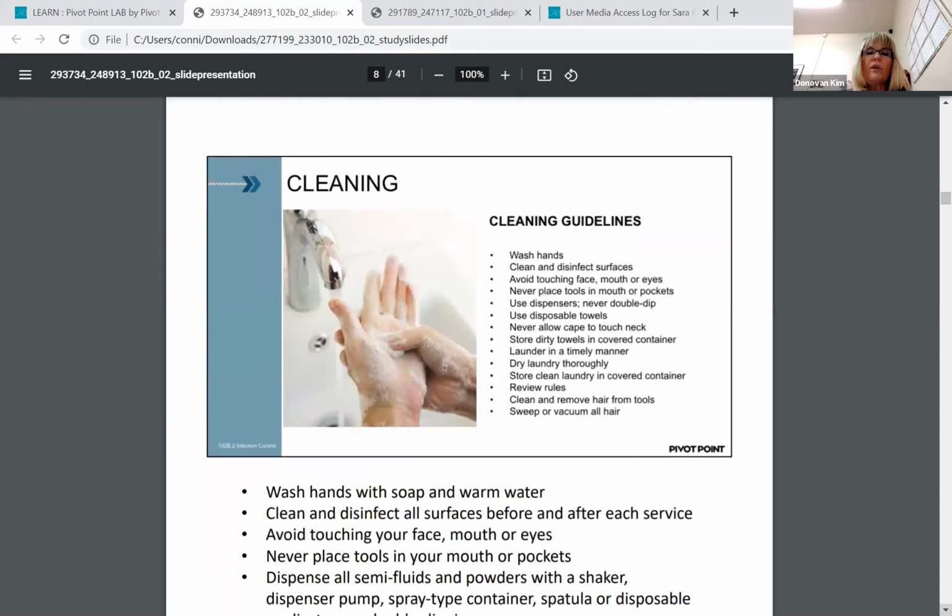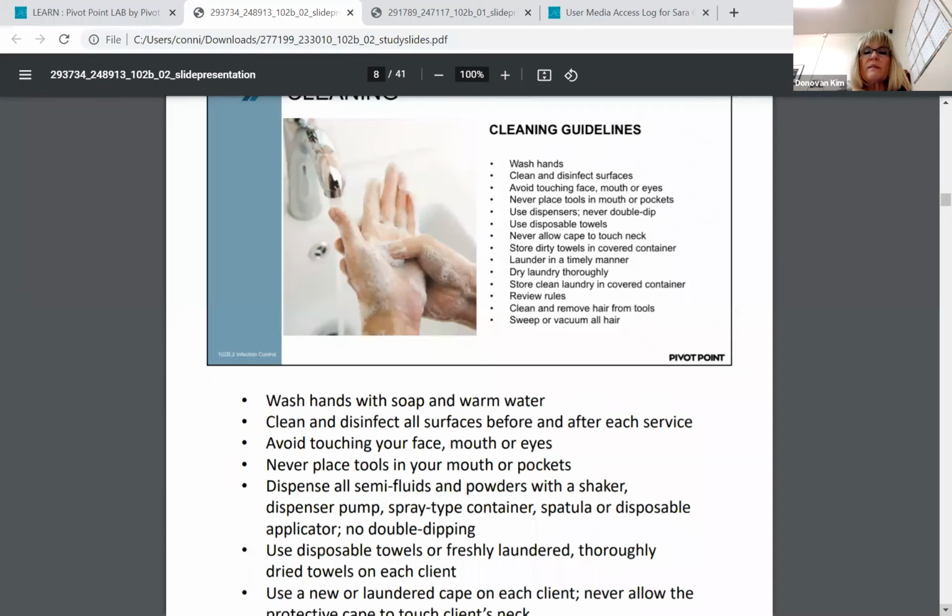So before you go to clean anything, you're supposed to wash your hands with soap and water. Clean and disinfect all surfaces before and after each use. Avoid touching your face, your mouth, or your eyes. Never place tools in your mouth or your pockets. So that's a state board thing too. If you put combs or your shears in your pockets, it's a fine. Not to mention it's kind of gross. In your pockets, you can have a pen, you can have keys, things like that. You just don't want to put any implements in your pockets or your mouth either. Yuck. I see people put bobby pins in their mouth all the time. I think it's gross.